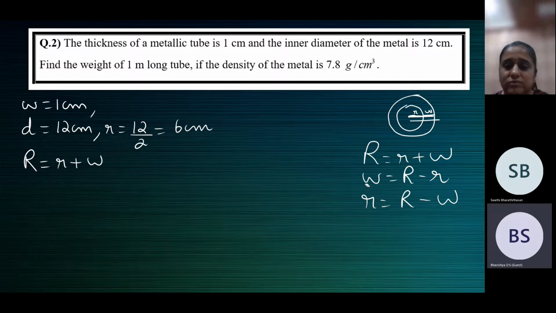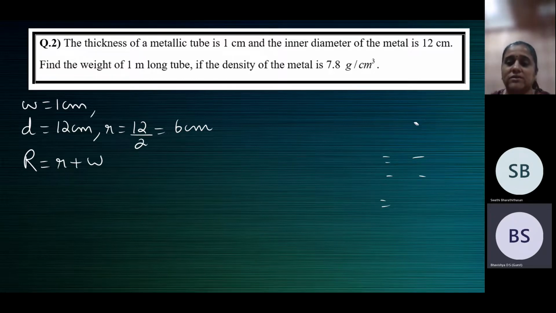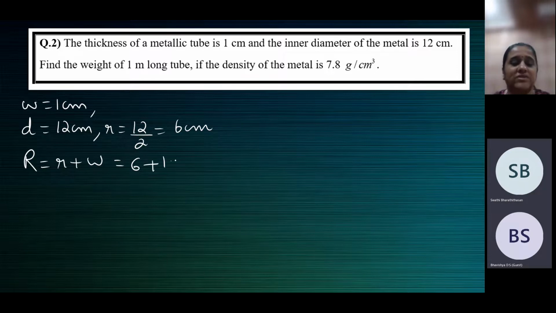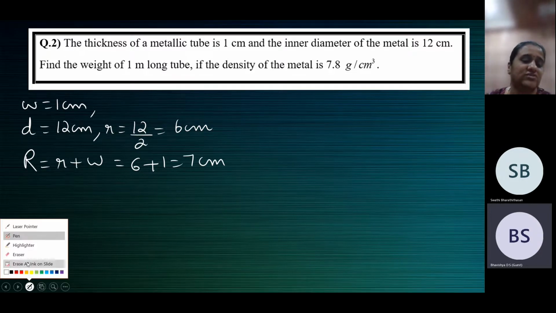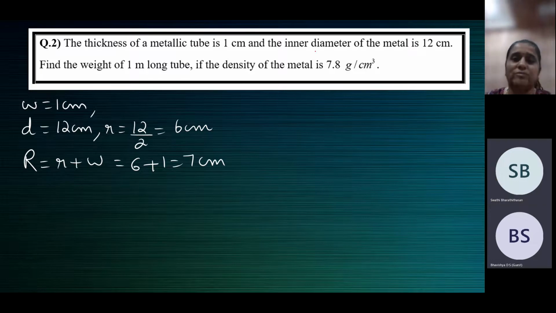You have it in your book, both of you. So, Swati, you're right. Outer radius is inner radius plus the thickness. So that is 7 centimeter, ma'am. 6 plus 1, 7 centimeter. Very good. Now, for a metallic tube, which is a hollow cylinder, you can find the volume, the curved surface area, or the total surface area. What will you find in this situation? Volume, CSA or TSA? Ma'am, volume.